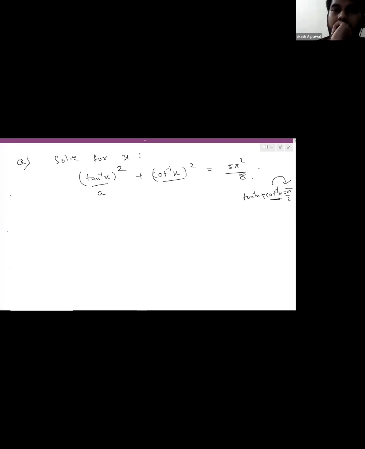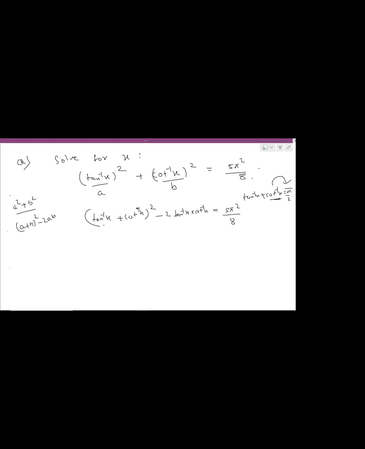Suppose this is A, this is B. So what we have here, A square plus B square, right? Yes, sir. So A square plus B square, can I write A plus B whole square minus 2AB? Yes, sir. So let's convert this into this. So tan inverse x plus cot inverse x whole square minus 2 tan inverse x into cot inverse x, right? Yes or no, Shahid? Yes, sir. And this value is pi by 2.